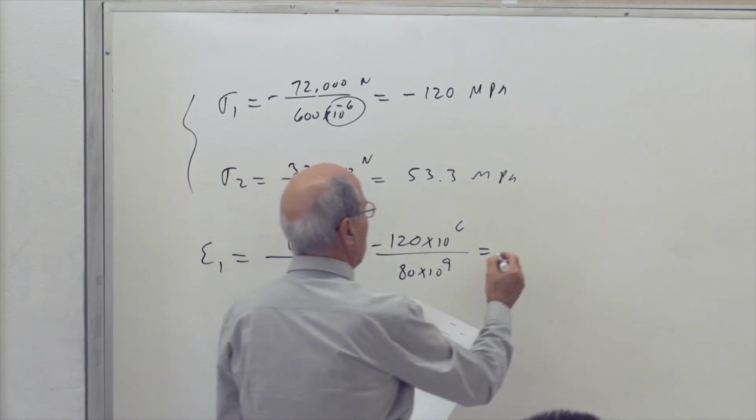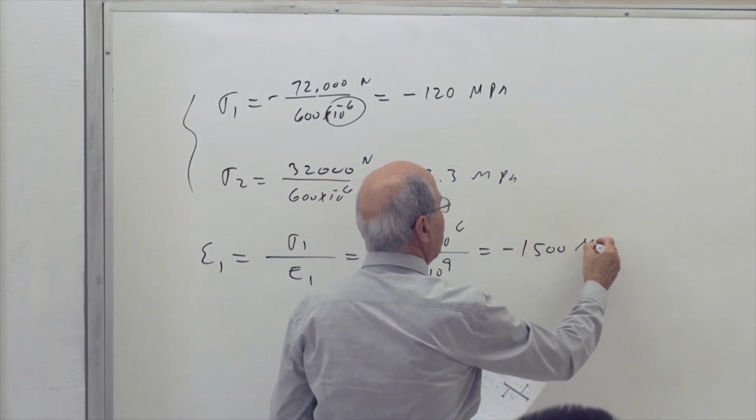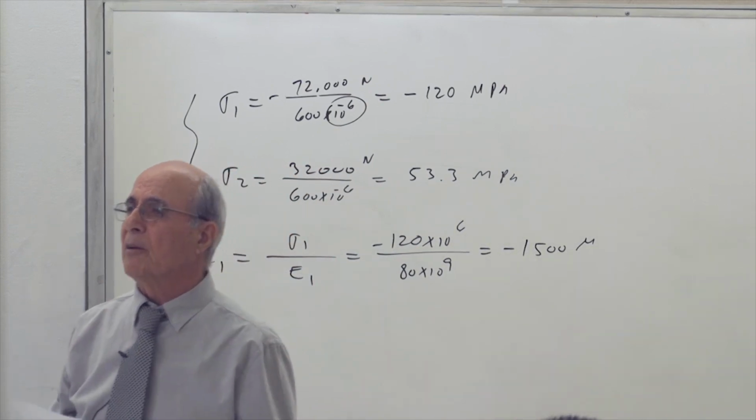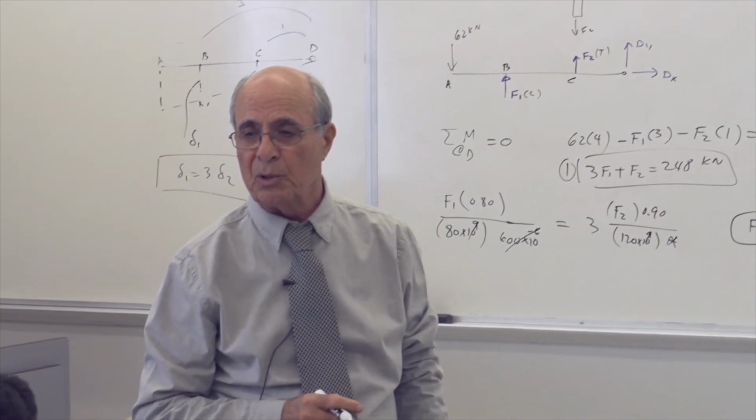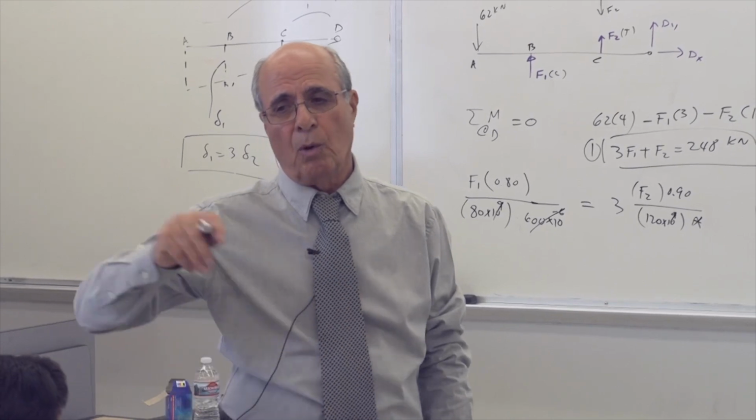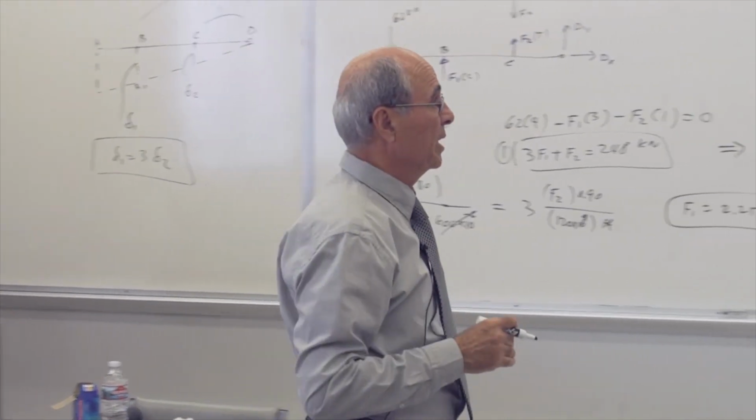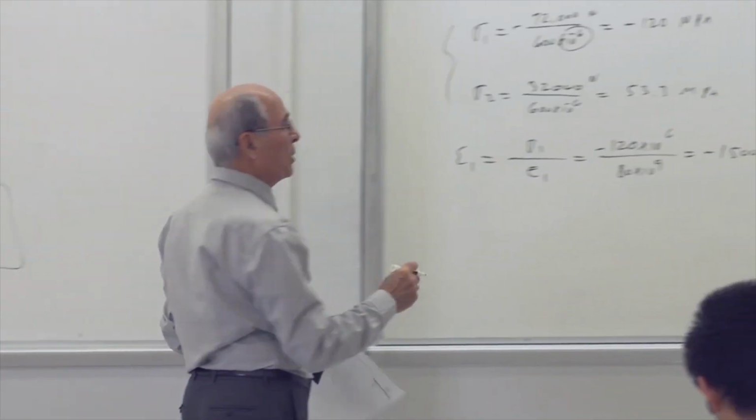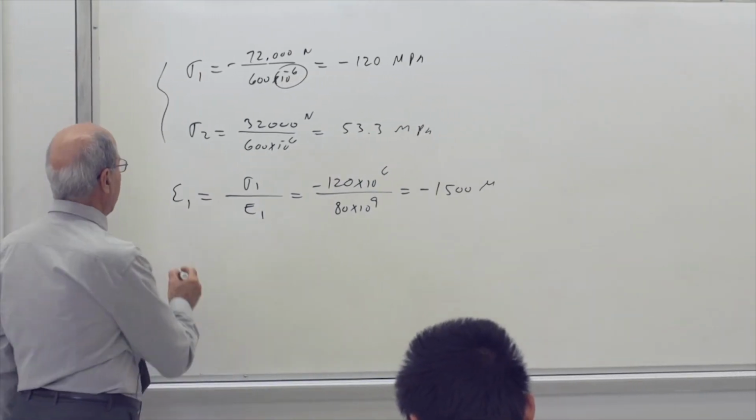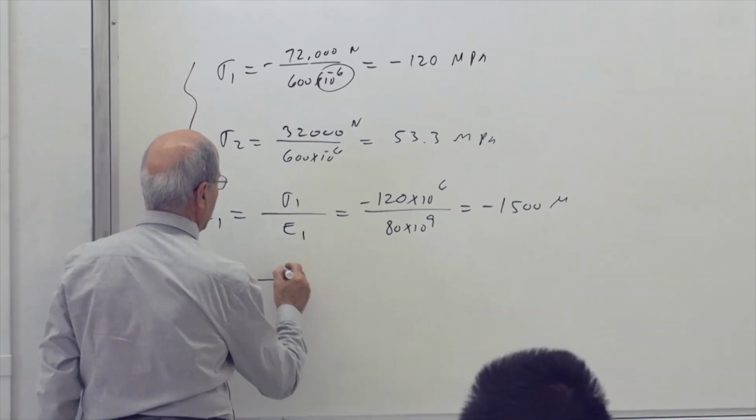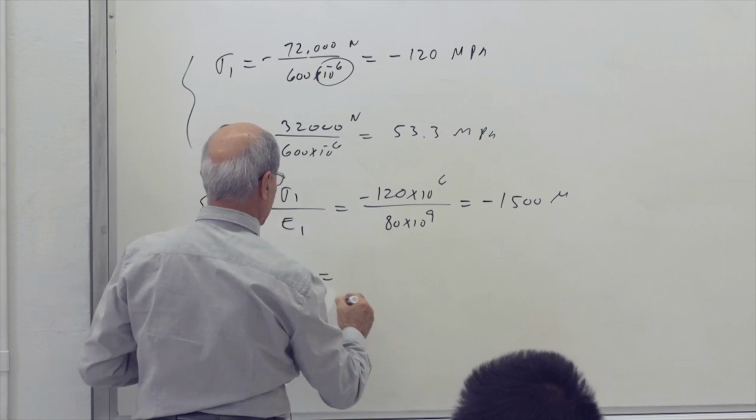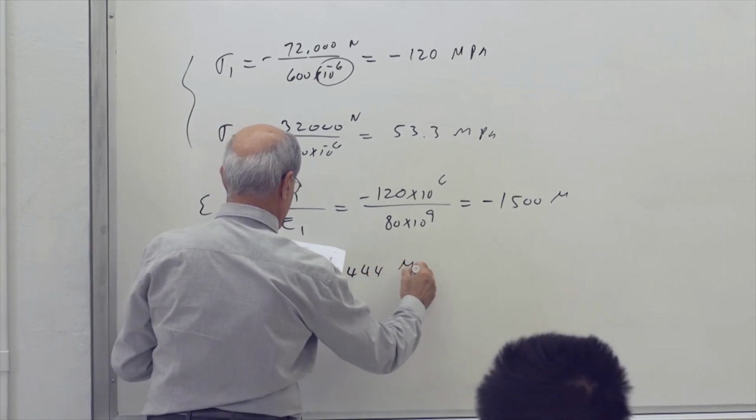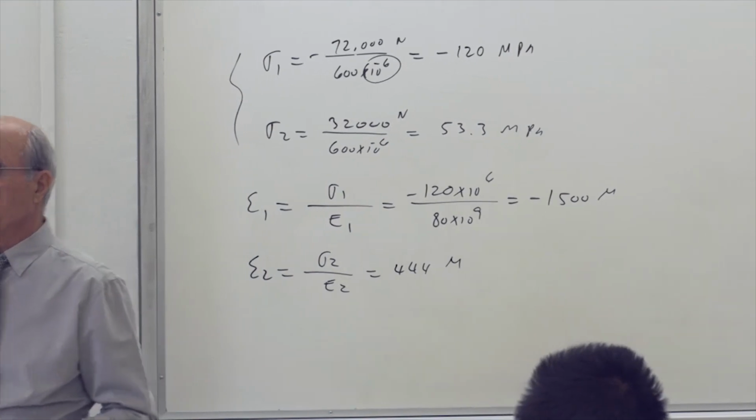So anyhow, this becomes equal to minus 1500 micro. Micro is 10 to the power of minus 6. Again, they are not using that in the solution manual, but I always ask you, and I appreciate that many of you did, to calculate your epsilon in micro, not as 0.00015, because you are making mistakes there. Negative, because it is in compression. And epsilon 2, the same thing, equals sigma 2 over E2, so we can make it shorter because you have everything there. So epsilon becomes 444 micro, and it is plus because it is in tension.